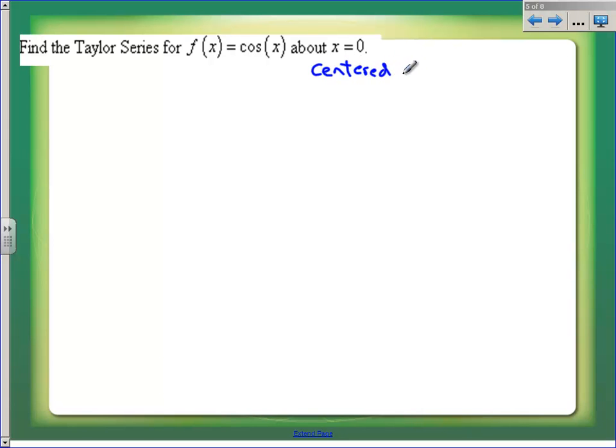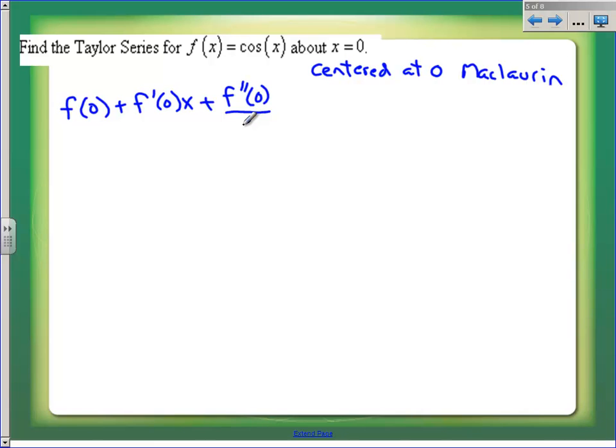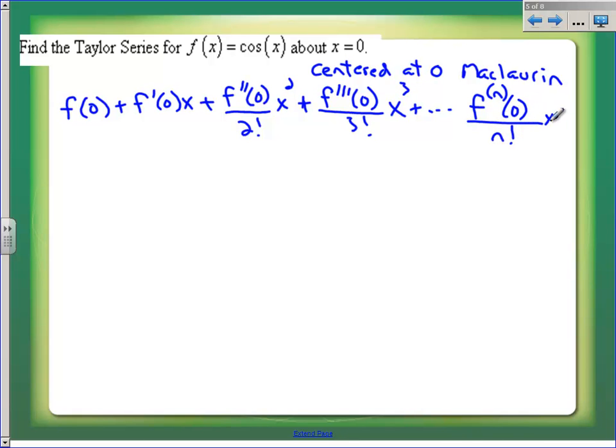So this has a special name. Since it's centered at 0, this is a Maclaurin polynomial. So here we go. Maclaurin polynomial looks like this. f of 0 plus f prime of 0 times x plus f double prime of 0 over 2 factorial times x squared. We'll go one more. Plus f triple prime at 0 over 3 factorial times x cubed plus dot dot dot all the way out to the nth derivative at 0 over n factorial times x to the n.